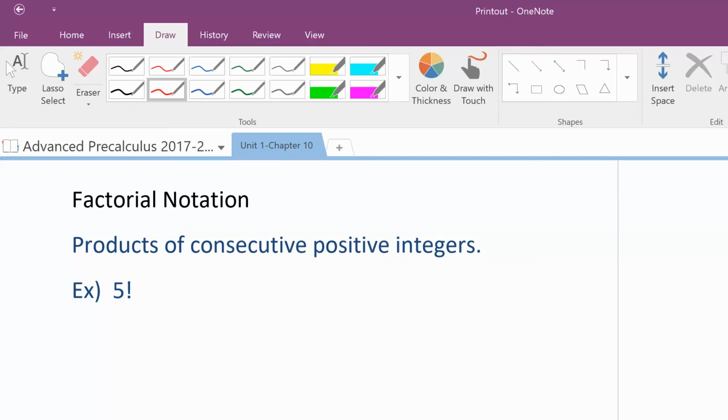Factorial notation. Factorial notation is the product of consecutive positive integers. So for example, 5 factorial is 5 times 4 times 3 times 2 times 1. So basically, whatever the factorial is, you multiply all the numbers before that. So this is 120.